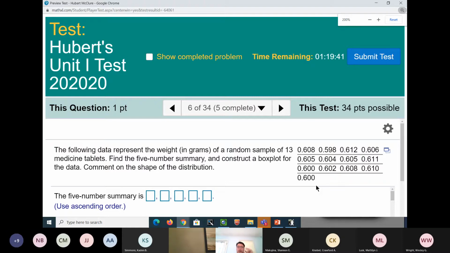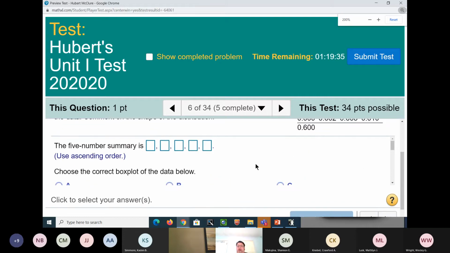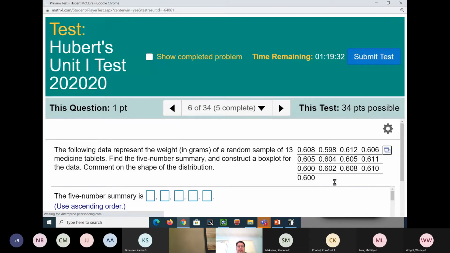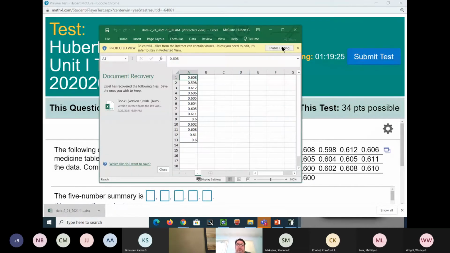Okay. So I'm going to go to the Excel spreadsheet, and they want the 5-number summary and probably want a box plot. So open in Excel, and I don't know if students, can y'all tell me if y'all are able to use Excel on the test?